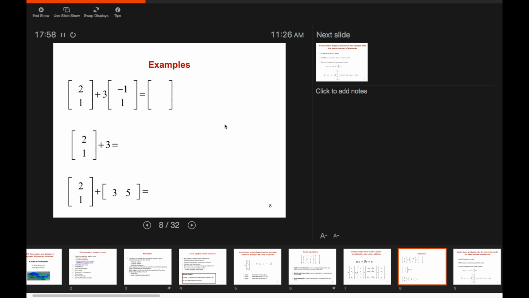Same thing here. Formally, this should not work because this is a column, this is a vector, yet they have the same number of elements. And there are some computing environments that are like, oh, that's all one dimension. We don't recognize column versus row.